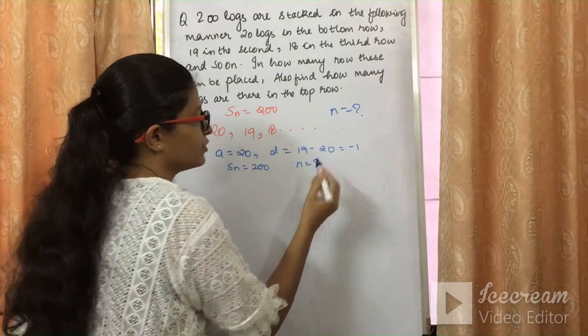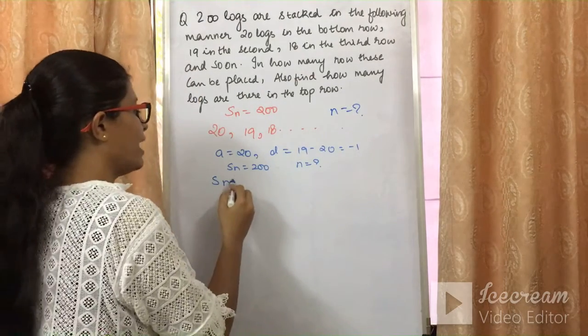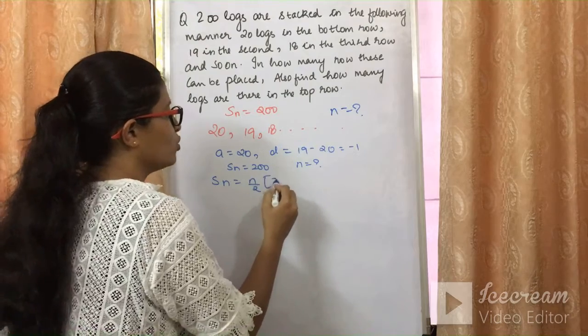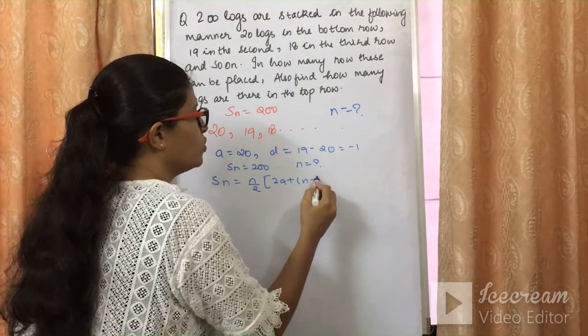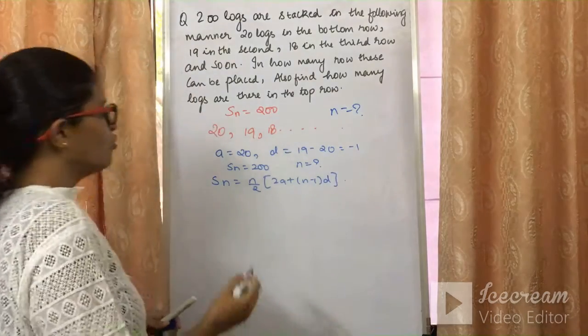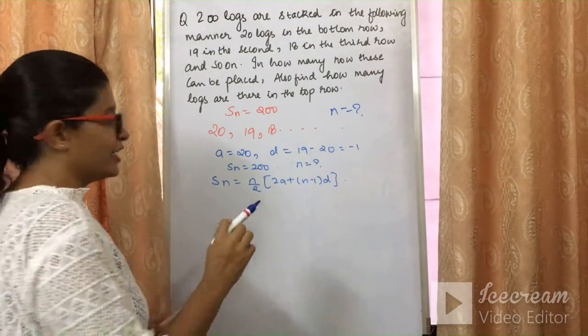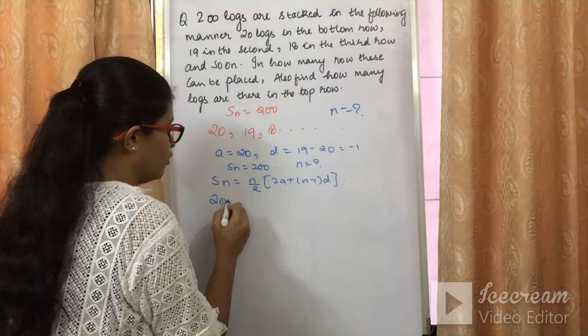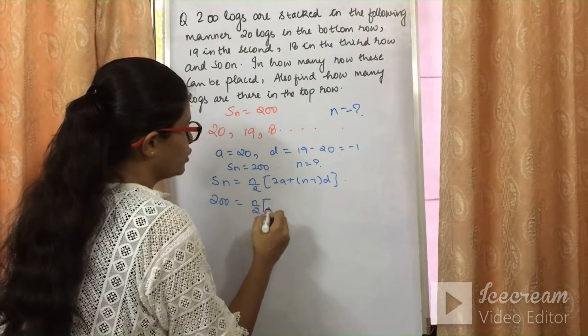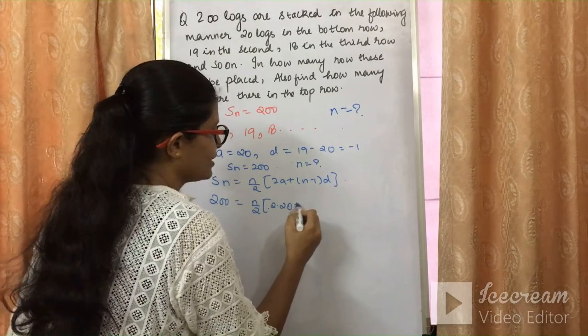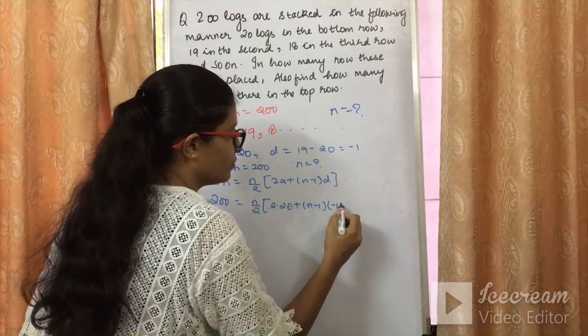So again by using the same formula, Sn is equals to N by 2, twice of A plus N minus 1 into D. So we have Sn, we have A, we have D. Just unknown as N in the equation. So let's put the value over here. N by 2, twice of A is 2 into 20 plus N minus 1 into minus 1.